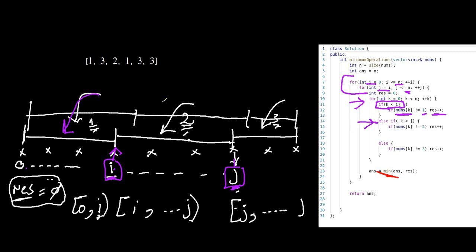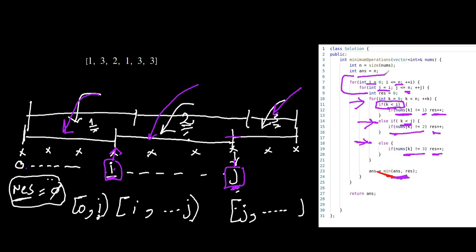Else, if the element is not less than i, if it's less than j, that means it exists in the second part of the array, and in this case we need to check if it's not equal to 2 to increase the counter. Else, if k is not less than i, if it's not less than j, that means it's in the third part of the array, and we need to increase the counter if the value is not equal to 3, and we take the minimum of answer and result.